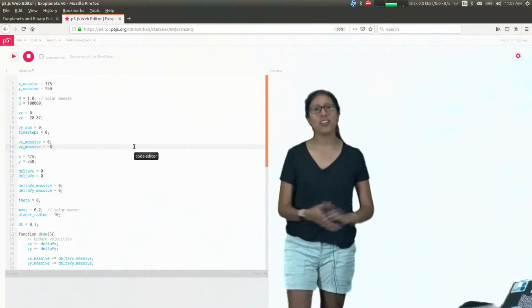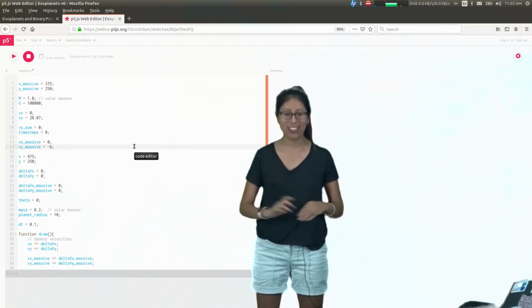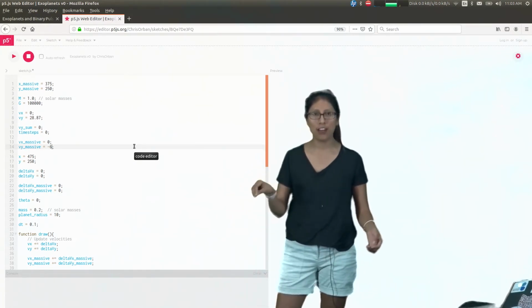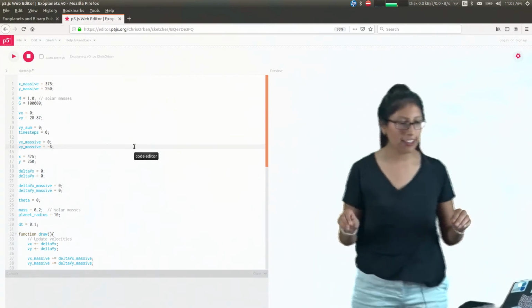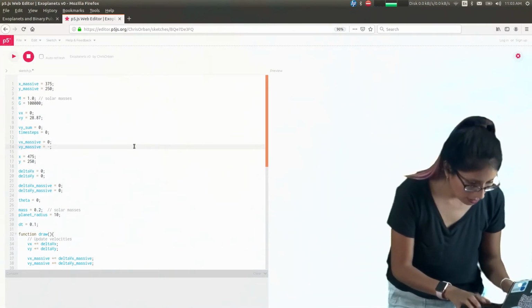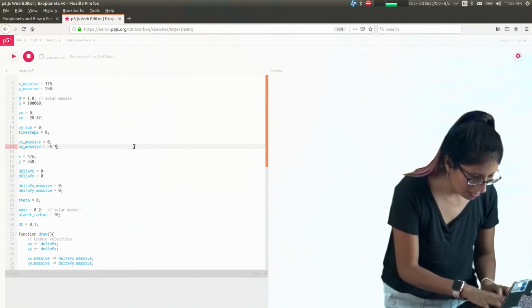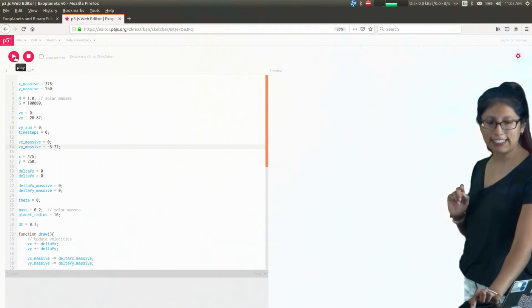Okay, so we just figured out on the board that the velocity in the y direction that our sun has to have is about negative 5.77. So let's put that number in our code and see if it helps. So instead of -6, we're going to put -5.77, and we're going to click play and see what happens.